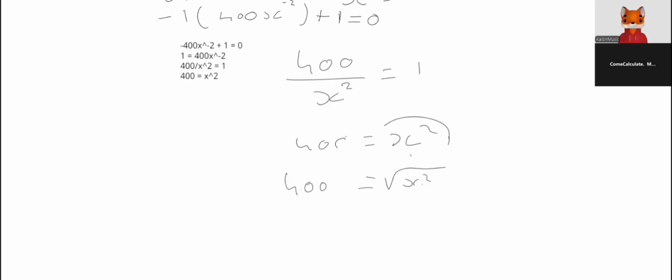Now, if we plug that into our calculators, we are going to get square root of 400 equals 20. So we know that x equals 20. Great.